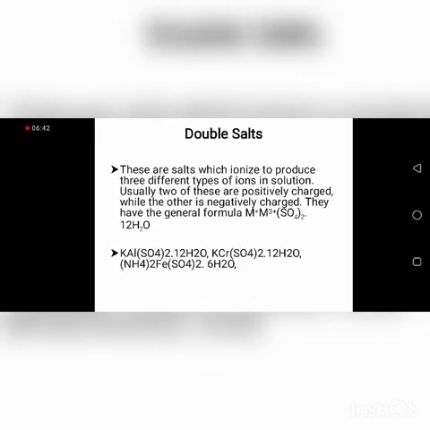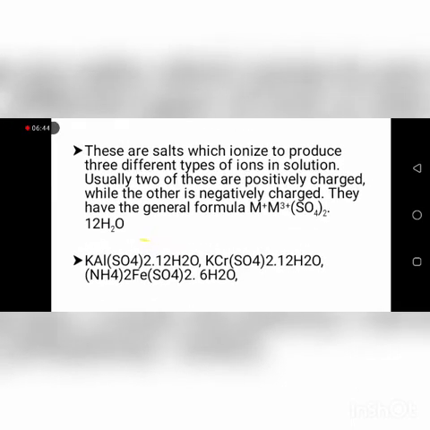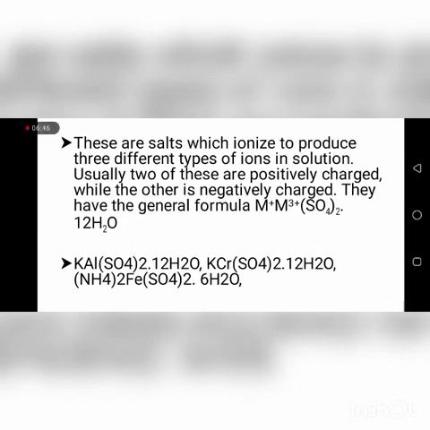So the third type of salt, we call it double salt. These are salts which ionize to produce three different types of ions in solution. Two of these ions are positively charged, while the other ion is negatively charged. And they have the general formula M+ M3+ SO4 . 12H2O.